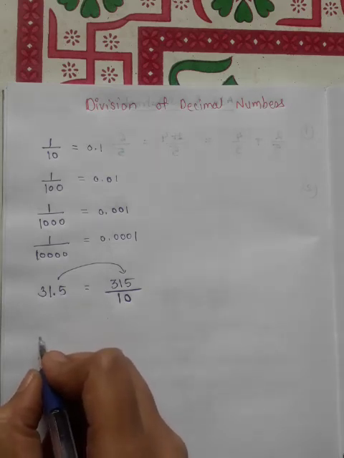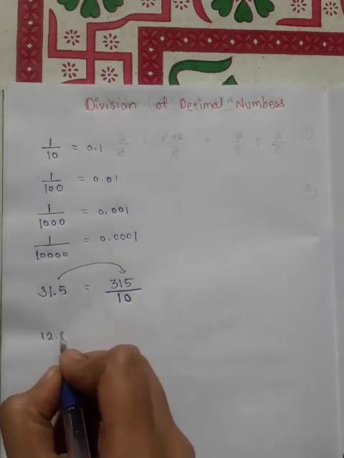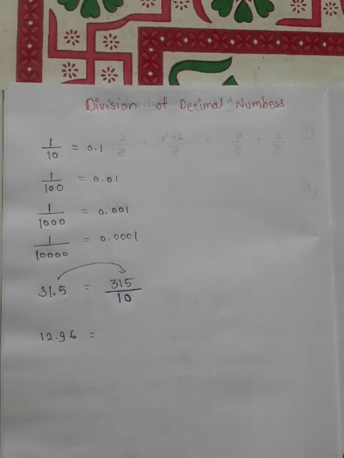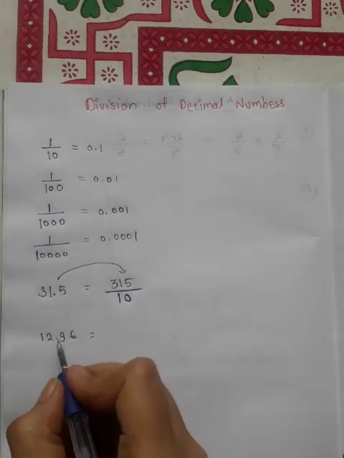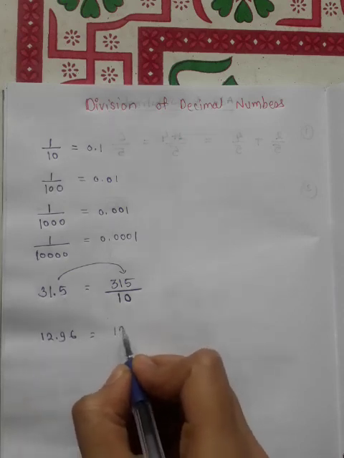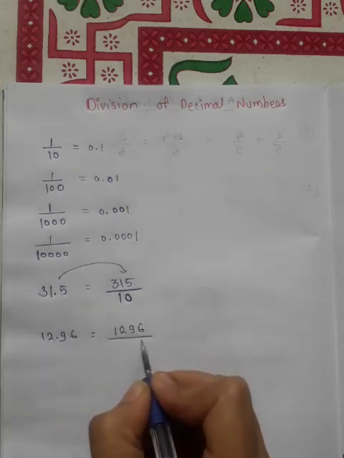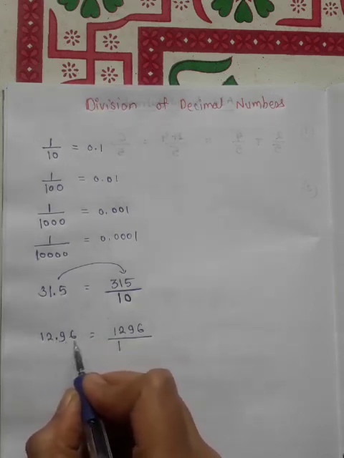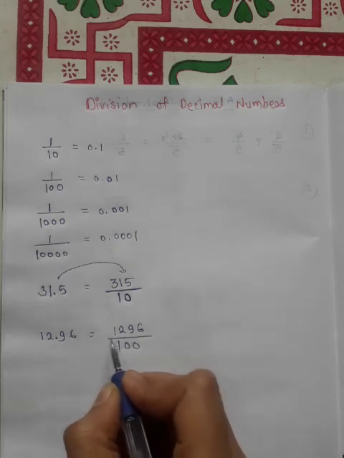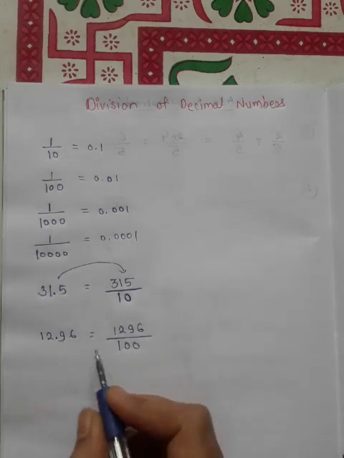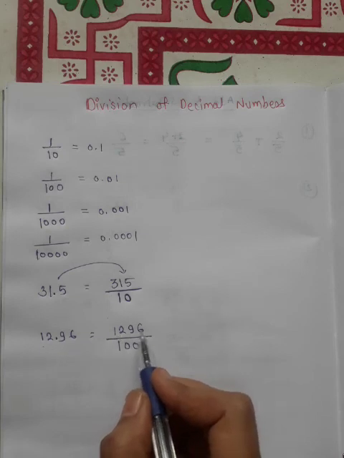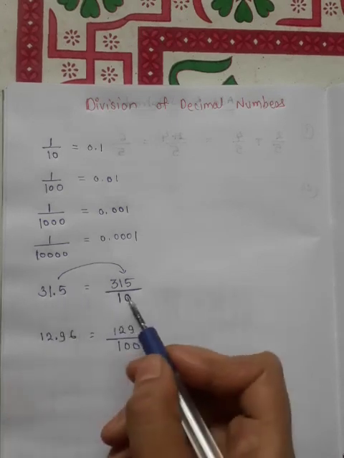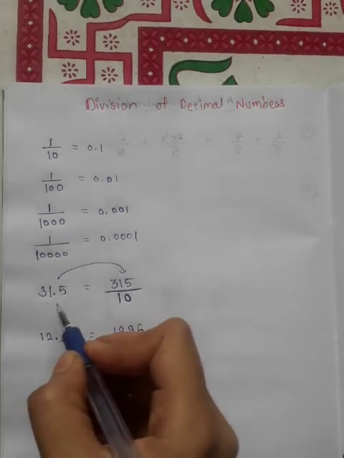So see, 12.96. This is a decimal number and we have to write it in terms of a fraction. So how can we write it? See, first remove the decimal point, write the number, and in the denominator, in place of the point write 1. After the point there are two digits, so put two zeros. Okay, so 12.96 can be written as 1296 upon 100. See, we can write a decimal number in terms of a fraction and also a fraction in terms of a decimal.